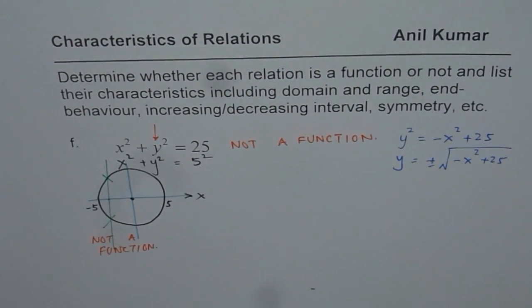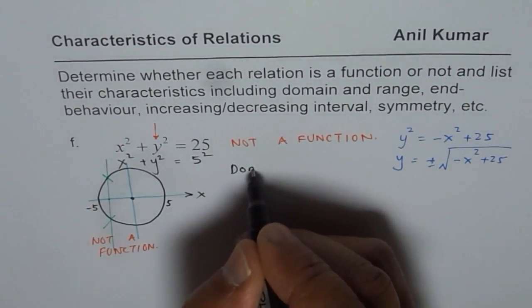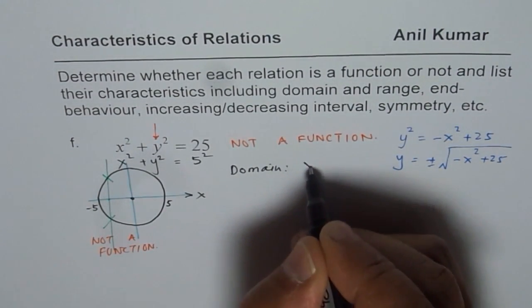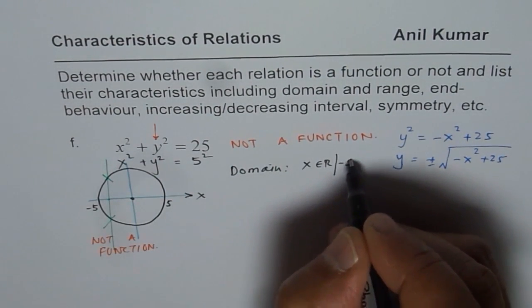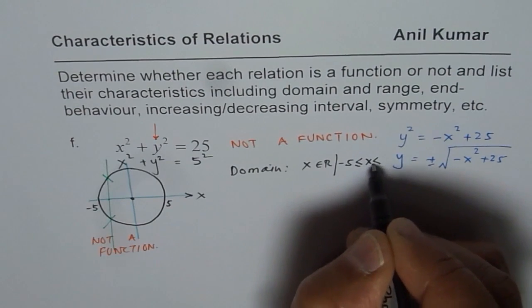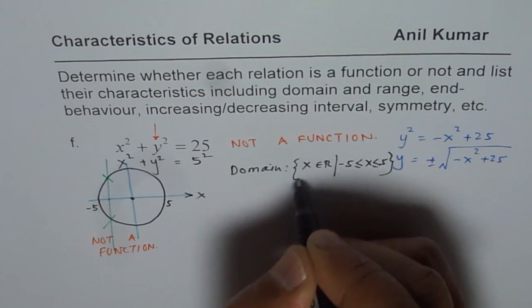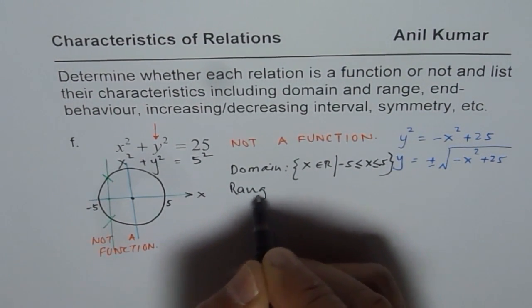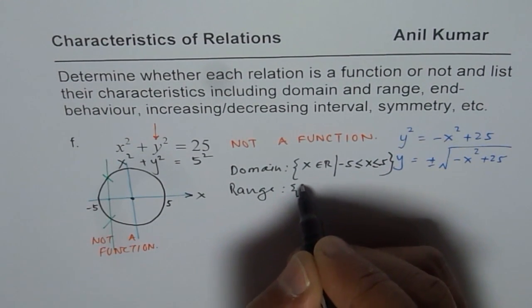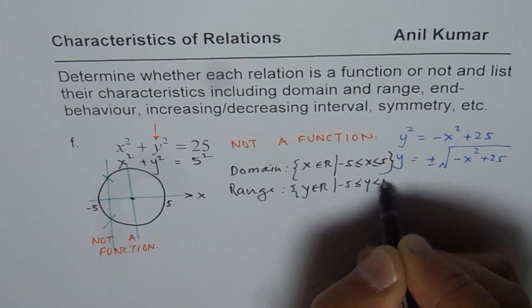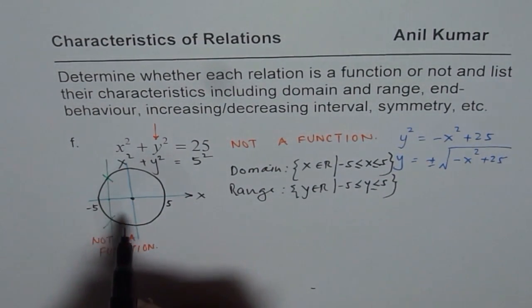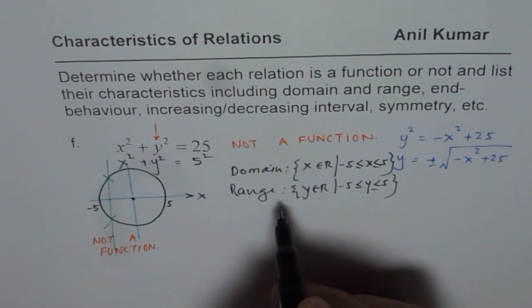Now let us write down the characteristics. Domain, range, right, all these characteristics. Let's begin with domain. Domain for this relation is x belongs to real numbers where x is between plus and minus 5. Is it okay? Range is also all real numbers between plus and minus 5. So that is the domain and range for the given relation.